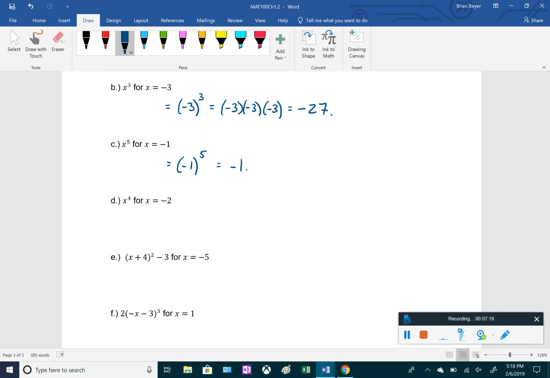So let's say we have x to the 4th for x equals negative 2, so plug in a negative 2. So negative 2 to the 4th, once again, you can write the whole thing out. Negative to an even power is going to be positive. 2 to the 4th is 16, so this is positive 16.